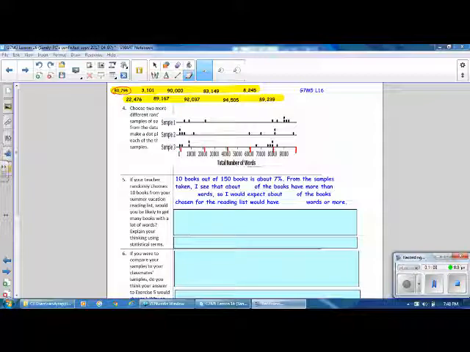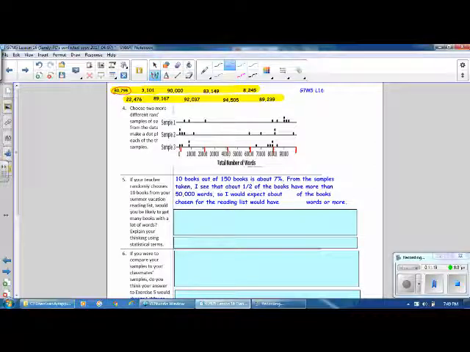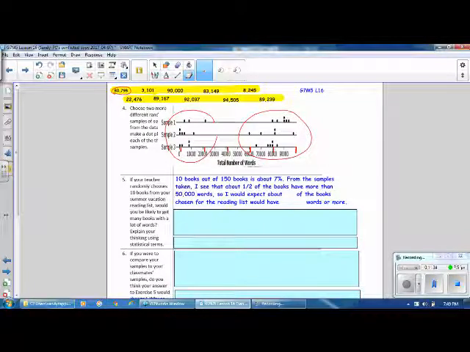From the samples taken, I see that about half of the books have more than 50,000 words. About half of the books. Now, where did I get that? About half of the books, that would be, if I say about half of the dots are on the left side of the chart and half of the dots are on the right side of the chart. So about half of the books have more than 50,000 words. So I would expect that about half of the books chosen for the reading list would have 50,000 words or more.